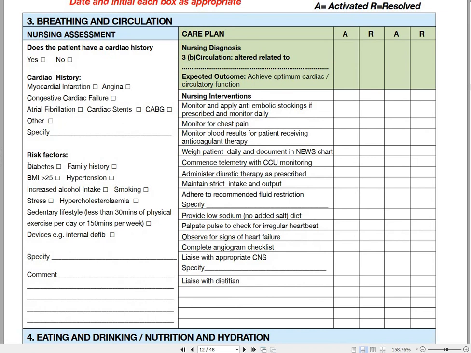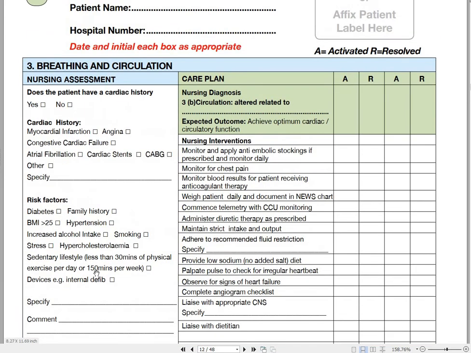Maybe your patient has cardiac risk factors: diabetes, family history, BMI greater than 25, hypertension, increased alcohol intake, smoking, stress, hypercholesterolemia, sedentary lifestyle, less than 30 minutes of physical exercise per day or 150 minutes per week, devices, for example internal defib, and you can specify there and document your comment there. Okay, and then on to the care plan. 3B, circulation, altered, related to, and you can document your reason there. The expected outcome: achieve optimum cardiac or circulatory function.